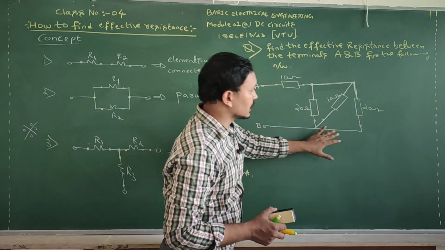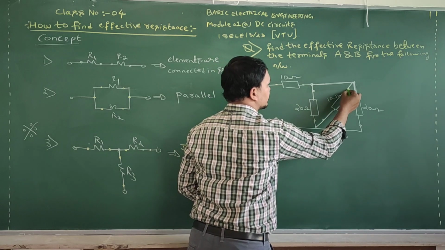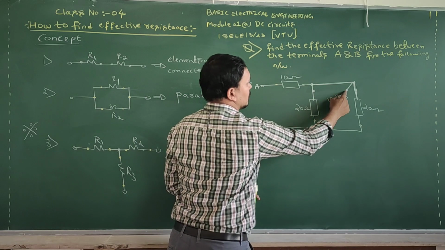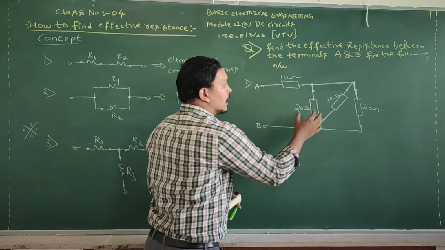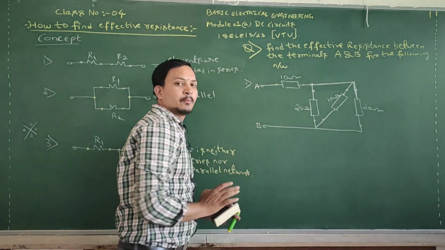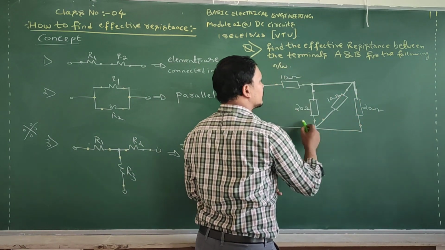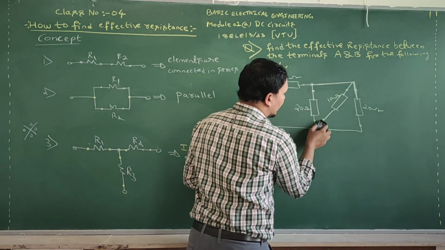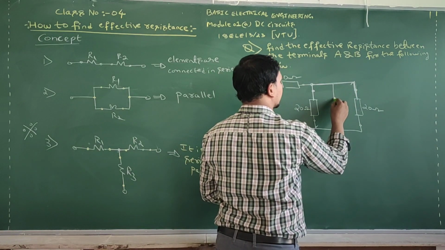Now think about this network alone. Look here: the 20 ohm starting end, 10 ohm starting end, 20 ohm starting end, and the finishing ends. The starting ends of the 20 ohm, 10 ohm and 20 ohm resistors are all connected to one common point, and the finishing ends are connected to another common point. Therefore, you can conclude these resistors are connected in parallel. So, see, the same network, I can write the 10 ohm like this.